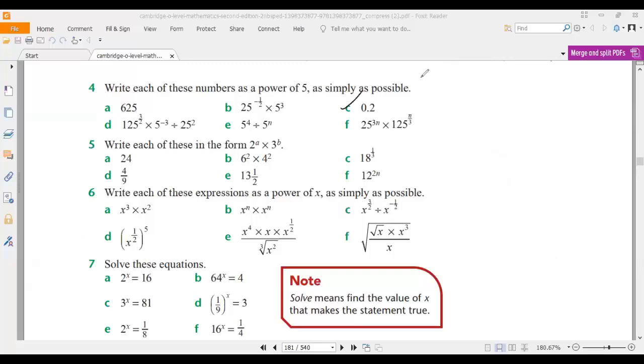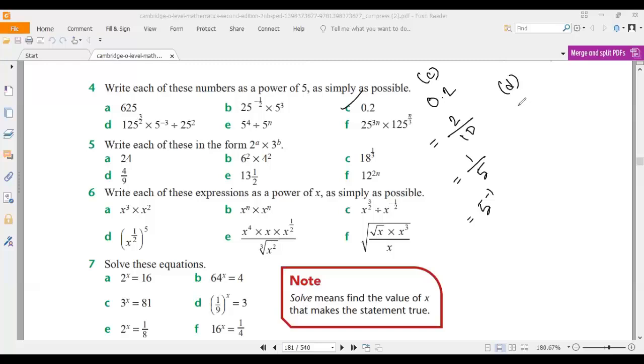Now, question number C. Question number C is 0.2. 0.2 can be written as 2 by 10. After cancelling 10 by 2, we can write 1 by 5. 1 by 5 means 5 to the power minus 1.